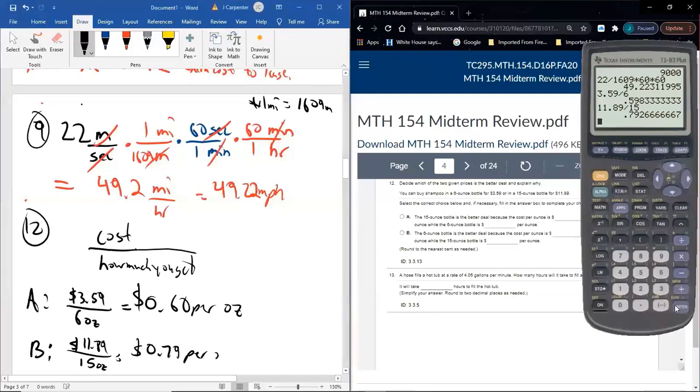And that's per ounce. So what would you rather have? I would rather pay less. So this is the better buy. And then you can fill your answers there.